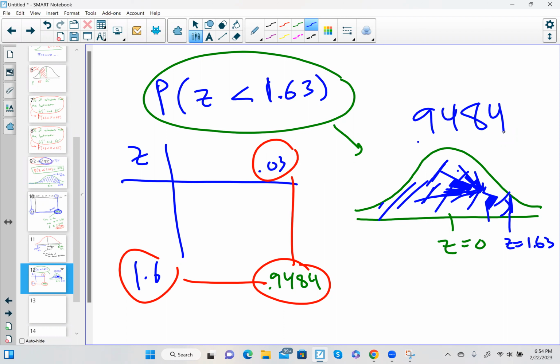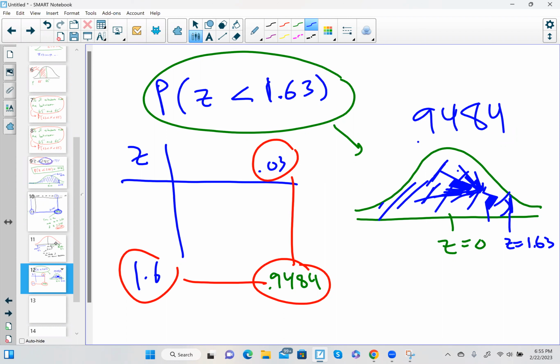Go ahead, Regina. What are you thinking? I kind of got lost when you did the normal, you know, when you did the Z equals 0, Z equals 2.85, but I'm still not sure where you get the 94.84 from. Oh, okay. So that was for this question.